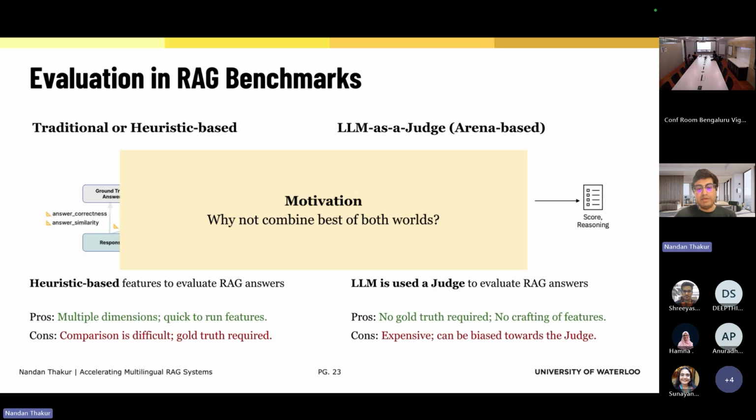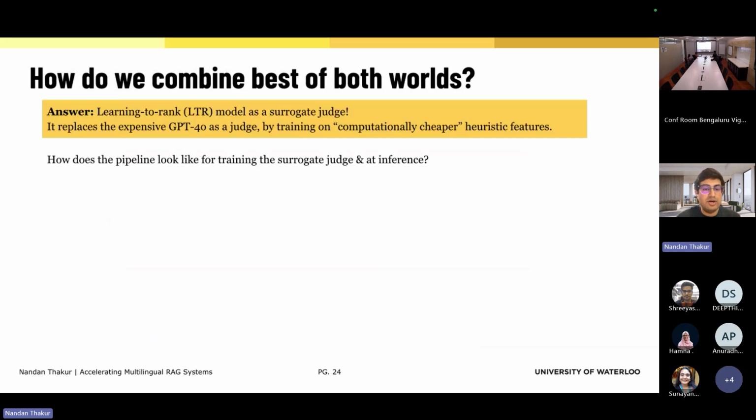So our motivation in the paper was: why not try to combine the best of both worlds? We see that there is traditional and LLM as a judge. Let's try to combine both. How we combine both is that we learn a learning to rank model as a surrogate judge. It would replace the expensive LLM as a judge, which in our case is GPT-4o, and it trains on the computationally cheaper heuristic features, to give you sort of an arena benchmark in the end.